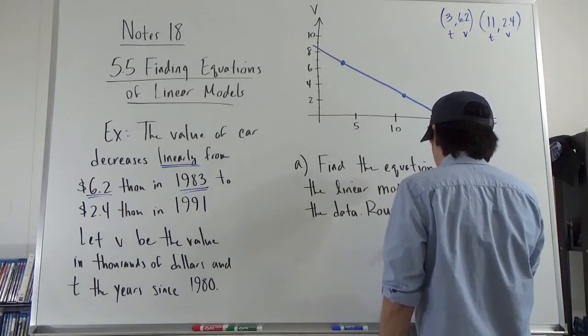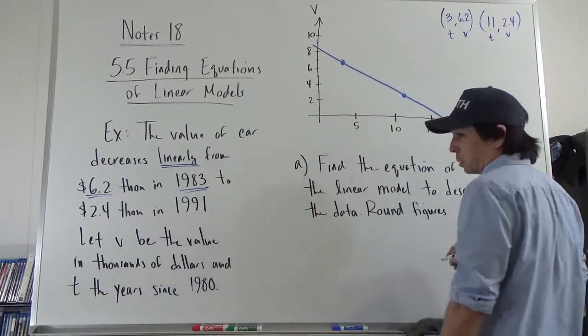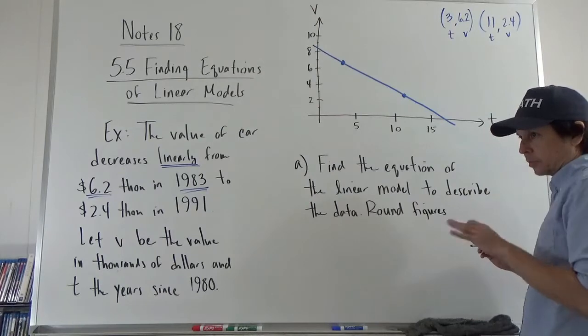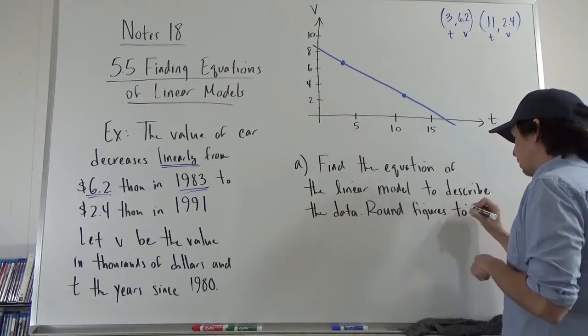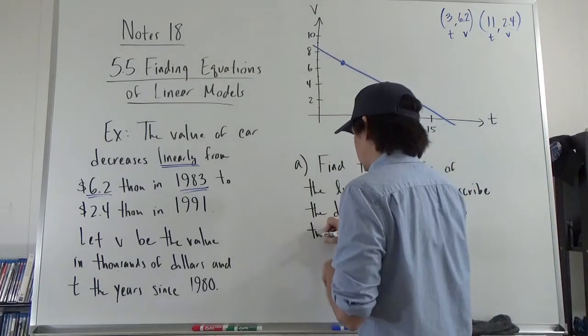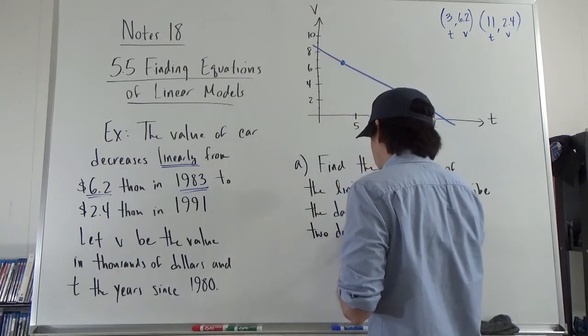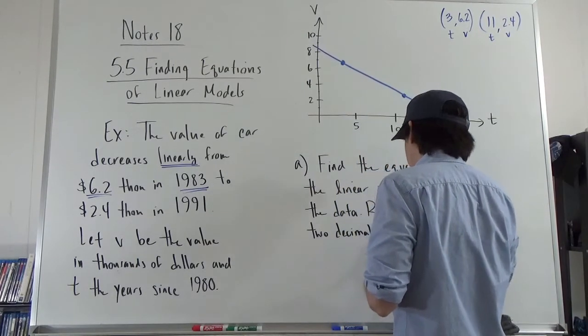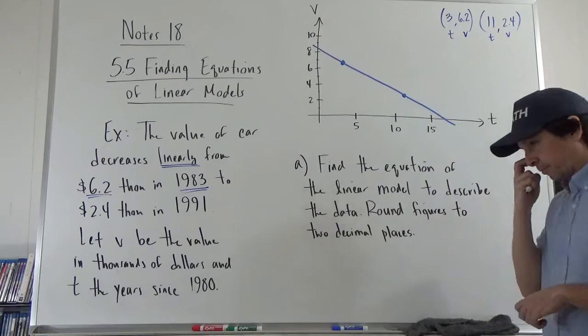So I'll need to specify, and if I don't, round wherever you want. 2 places will be pretty standard. We're going to round figures to 2 decimal places. And again, that's why we did a whole lesson on rounding prior to getting to this lesson.